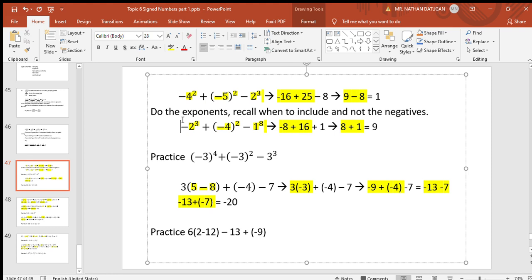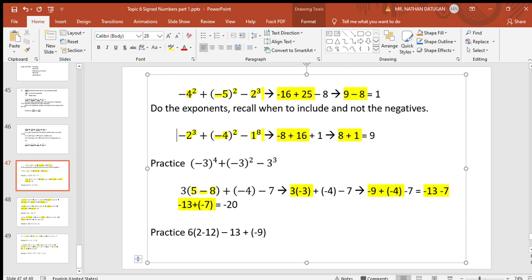Now you basically do the same thing with the next problem. Let me start over. Negative 2 cubed plus negative 4 squared minus 1 to the 8. Again, we'll do it part by part. Since the negative is not included with a parenthesis, we're going to simply do 2 cubed. 2 cubed is 8, and we're going to multiply negative 1 to that. That's why we have negative 8 right here.